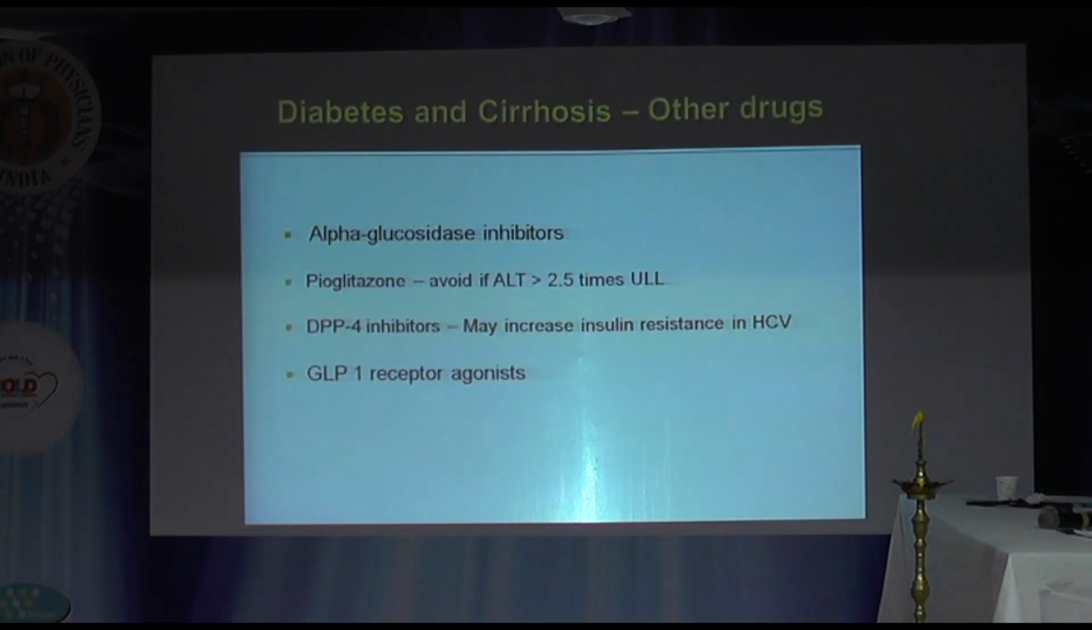Other drugs, I will not go into details, but alpha glucosidase inhibitors, pioglitazone has gone through ups and downs. Avoid if ALT is more than 2.5 times the upper limit of normal. DPP-4 inhibitors and GLP-1 receptor agonists can all be used with caution.